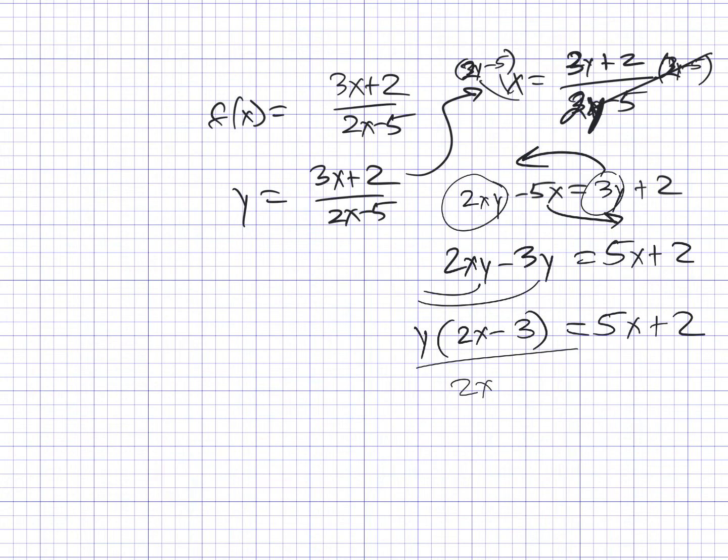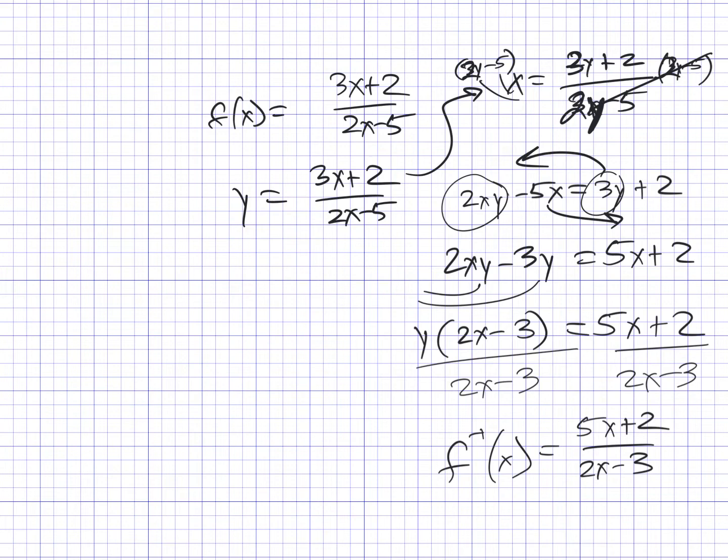Now we divide off the 2x minus 3. So our inverse is 5x plus 2 over 2x minus 3. All right, let's move on.